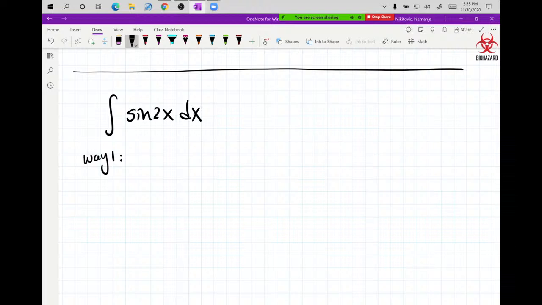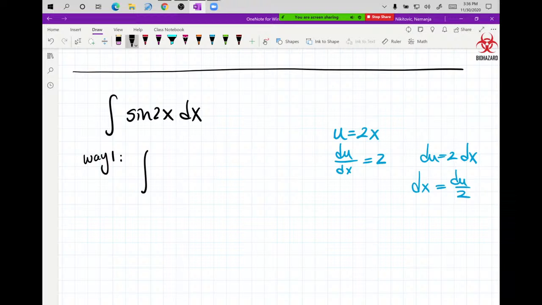I'm going to just use u substitution right off the bat. I will say, okay, u equals 2x, and then du over dx is equal to 2, from where du is equal to 2 dx. And from there, dx is equal to du over 2. So that's all we have. Done, right? Plug everything inside. That's the integral of sine, and then instead of 2x, I just have u, and instead of dx, I have du over 2.